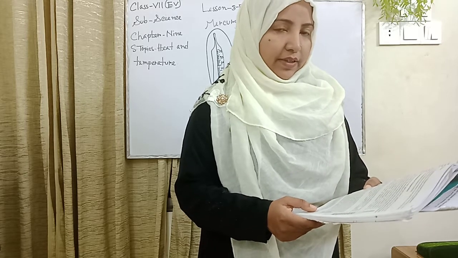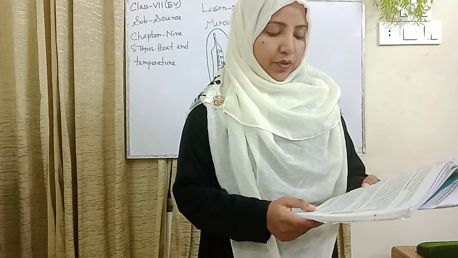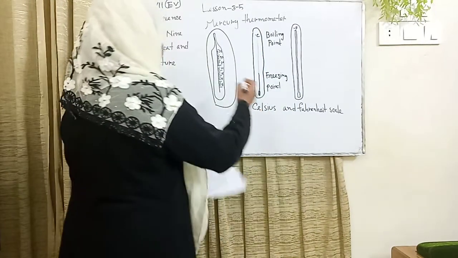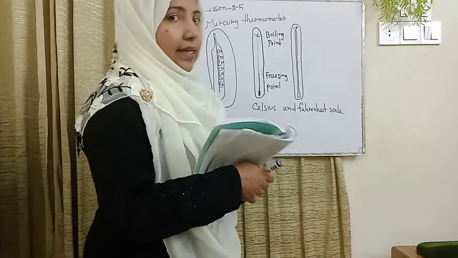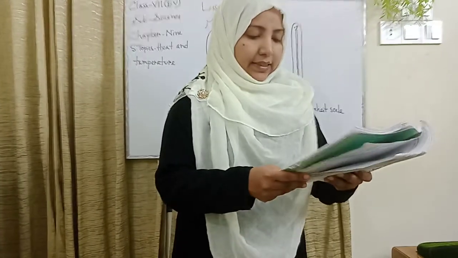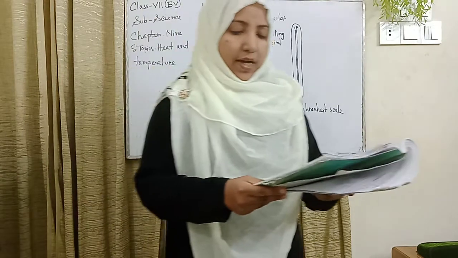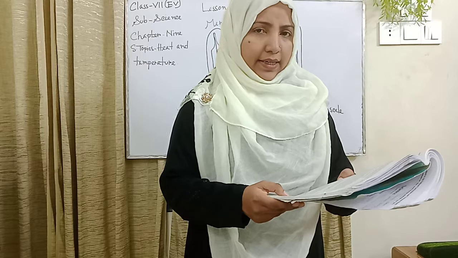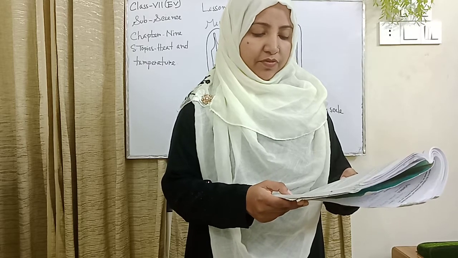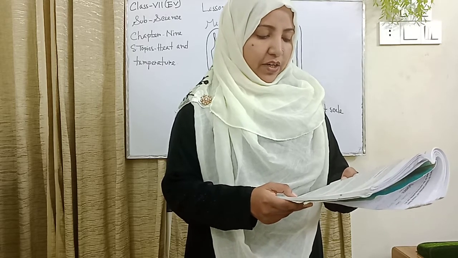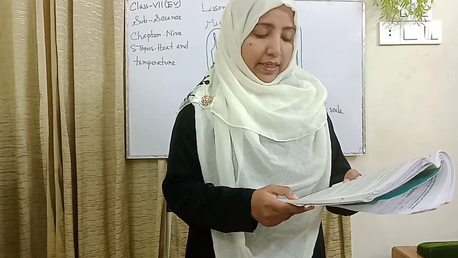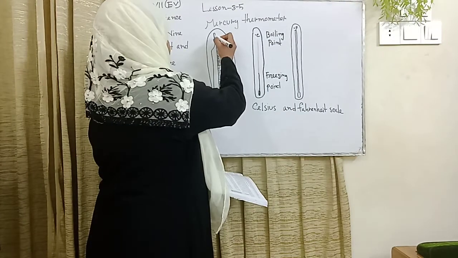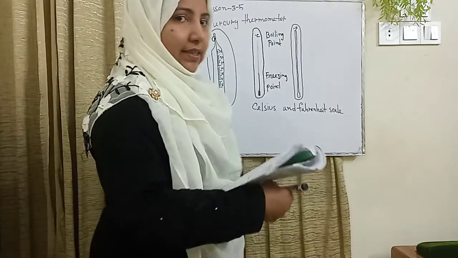It consists of a thick walled glass tube with a narrow and uniform bore. At one end of the bore there is a thin walled bulb. The other end is kept open at first. The bulb is filled with pure and dry mercury through the open end. Here is the structure, and here is the mercury.